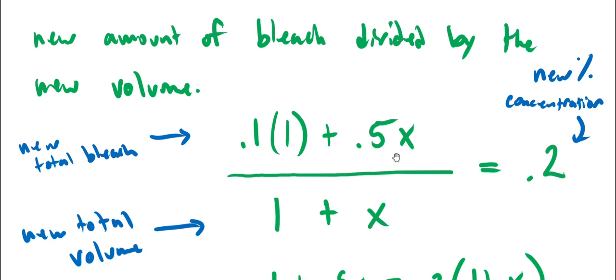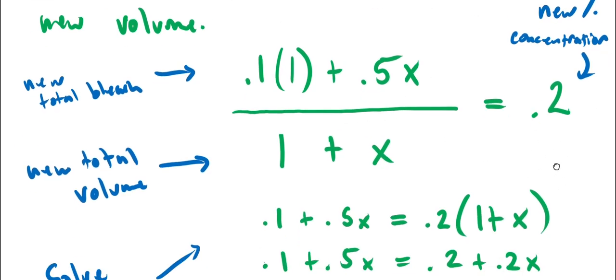So this numerator is the total amount of bleach. If you want concentration, it's the total amount divided by the volume. So that's 1 plus X, the total amount that we added. So now we know at some point that's going to be equal to 20%. All I need to do here is solve for X.